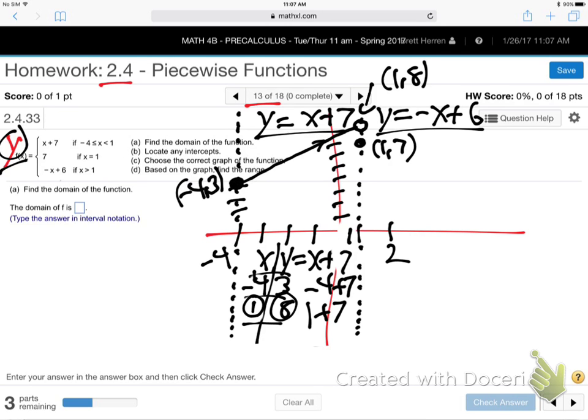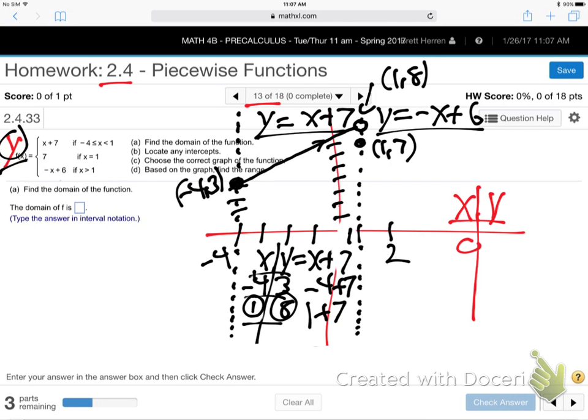So we get those two. And now we have to do the right section. So over here in the right section, what function am I going to use? I'm going to use the negative x plus 6, huh? So I'm going to make an xy table. For this section, all I need is two dots. Two dots will be plenty. What x values should I plug in here?